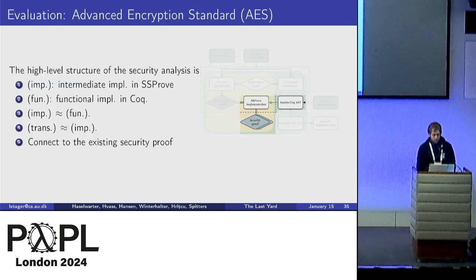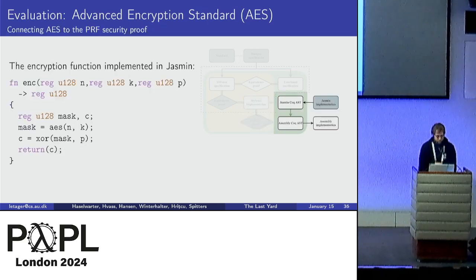Yes. And the way we actually wanted to show security for this is we start by making an intermediate implementation in SS-proof of this scheme. And then we have the existing scheme, which is the functional implementation in Coq. And then we want to show equality between the functional and imperative implementation, and then the imperative implementation and the translated Jasmine code. And then finally, by doing that, we connect it to the existing security proofs.